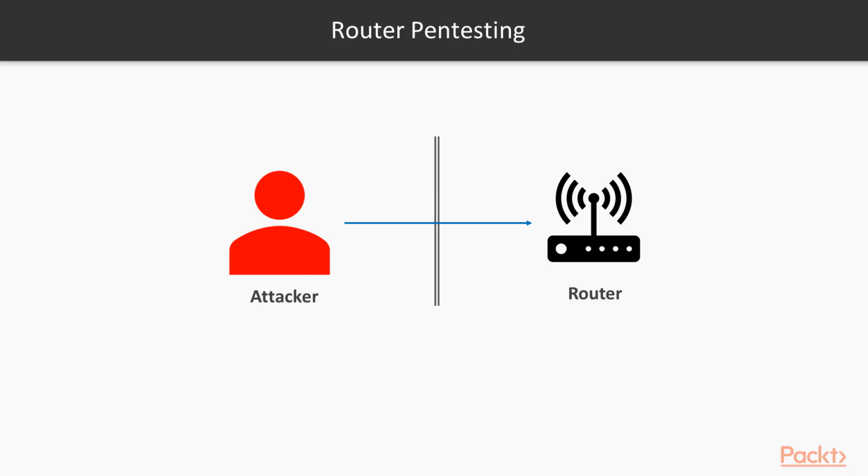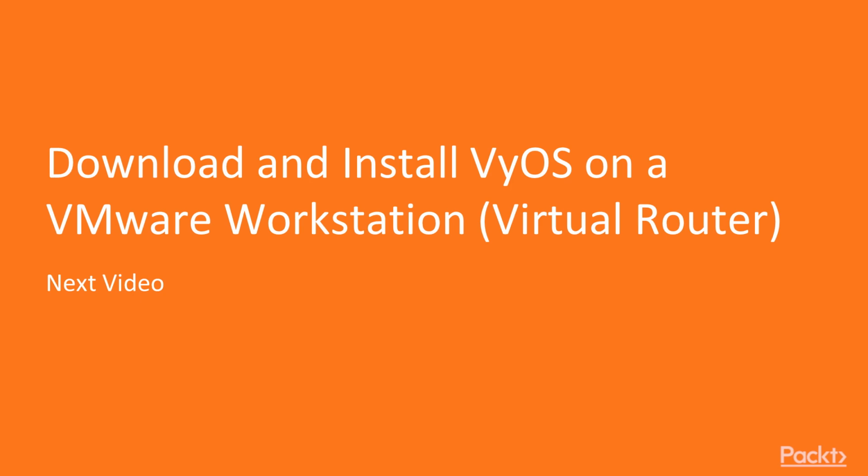We will also perform practicals from the next video. So this is all about the basics of router pen testing, and in the next video I'm going to show you how you can download and install VIOS, which is a virtual router, in VMware Workstation.